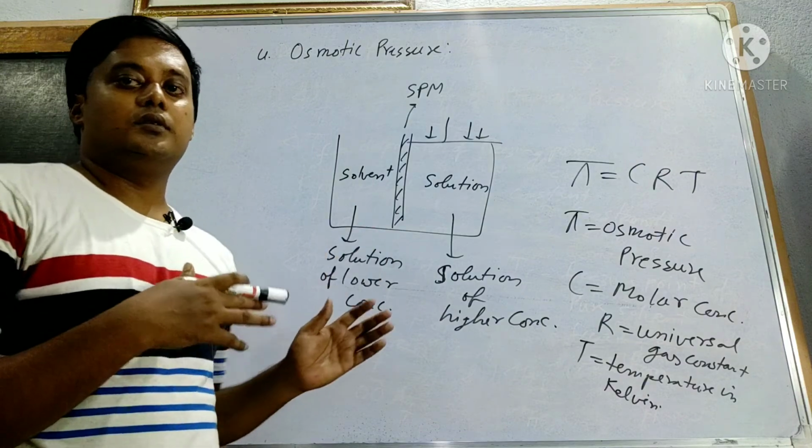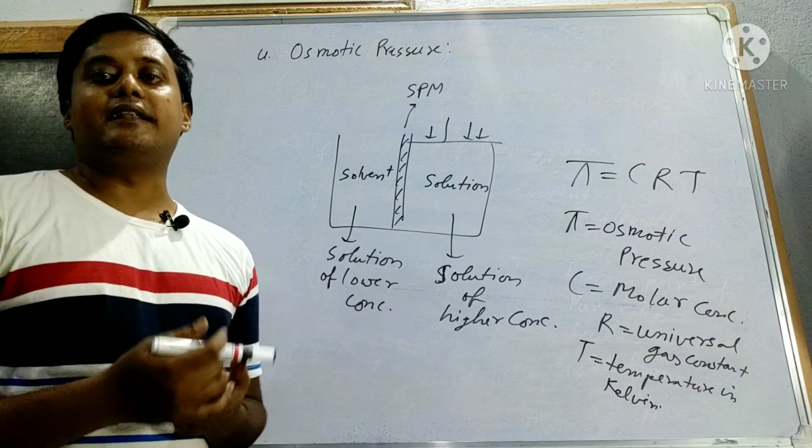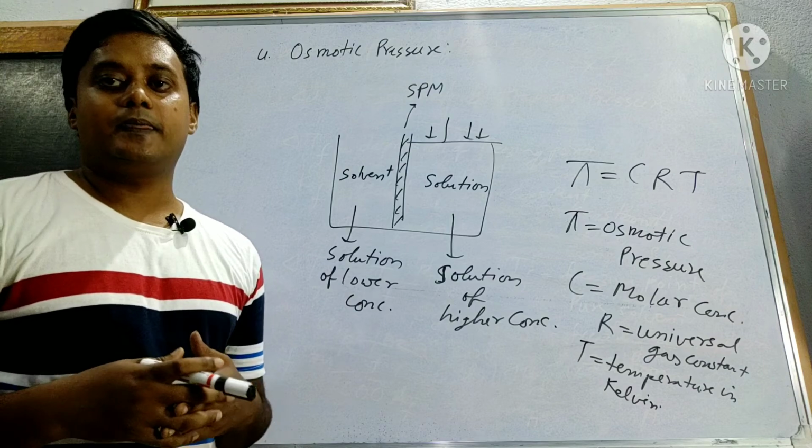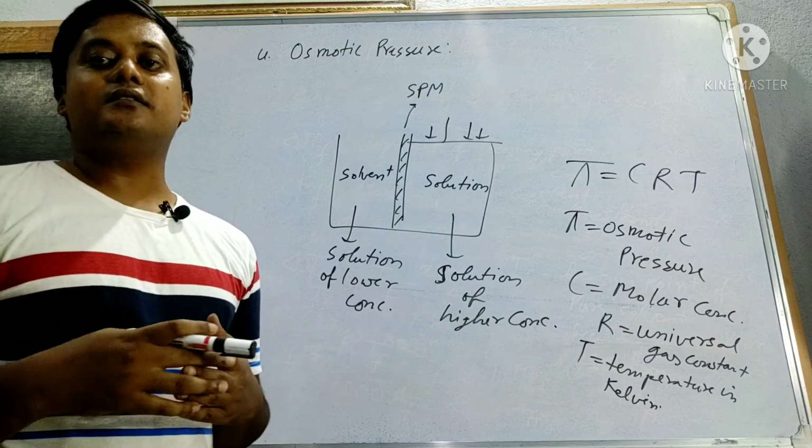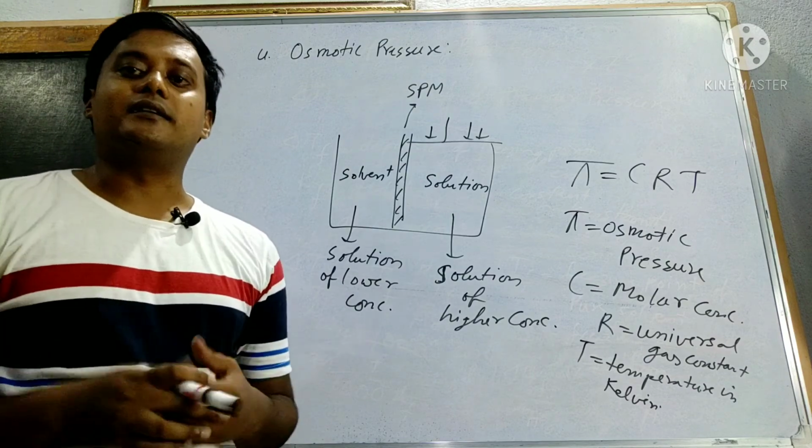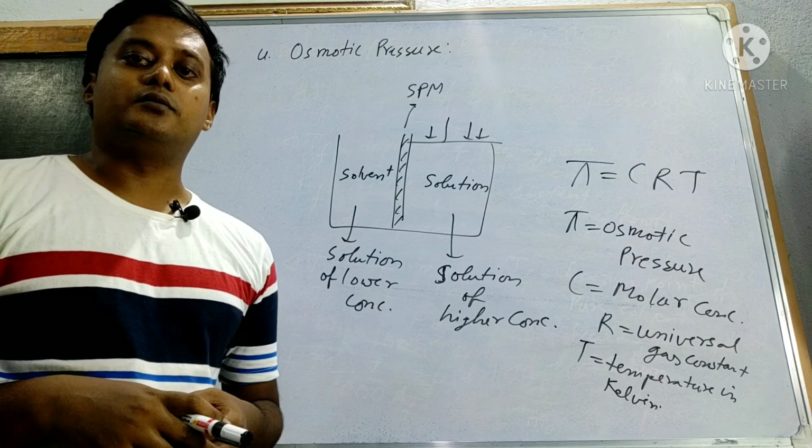So here we discussed all the mathematical expressions of colligative properties. The physical interpretation and the graphs we will discuss in another class. Today this much.